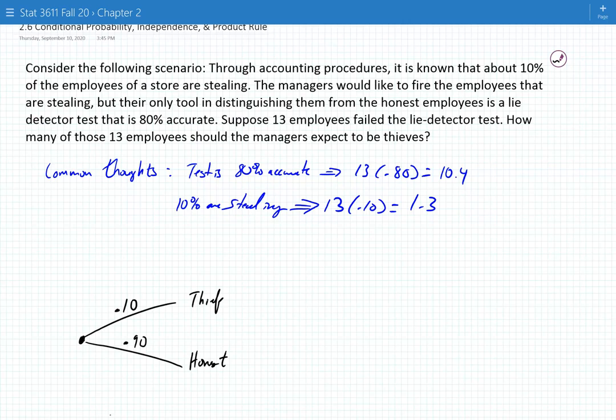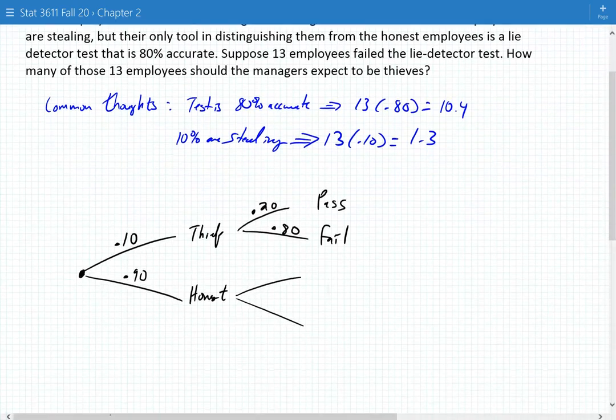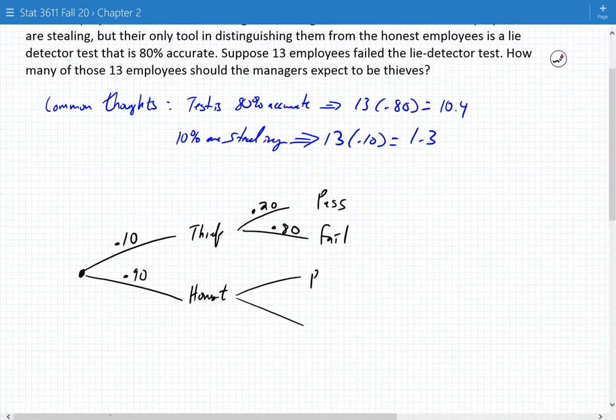Now, the lie detector test is 80% accurate. The assumption here is that no one's going to offer up themselves in the lie detector test. So for these thieves, you can either pass the lie detector test or you can fail, and we're assuming everyone is saying, I am not a thief. How many of these thieves will pass? Well, if it's 80% accurate, 20% of them will pass it and 80% of them will fail it.